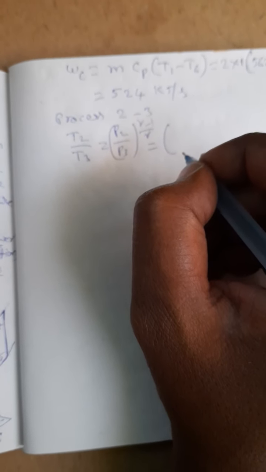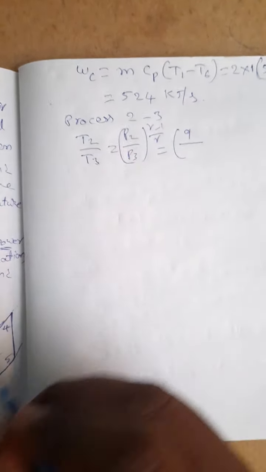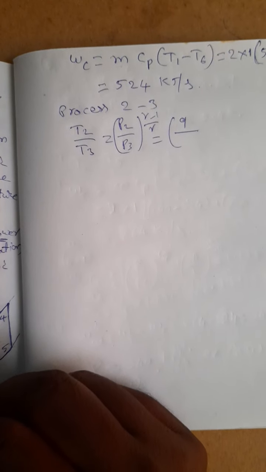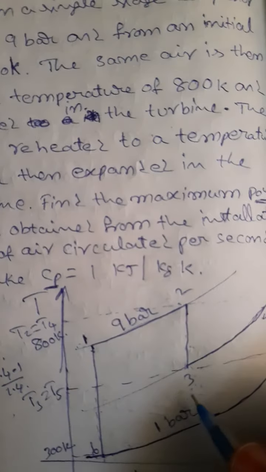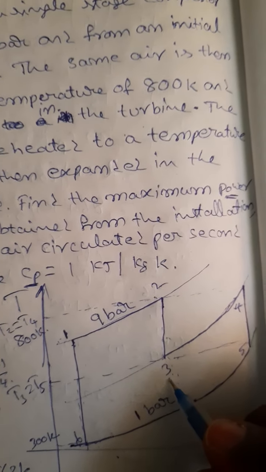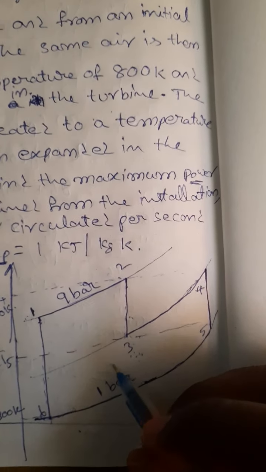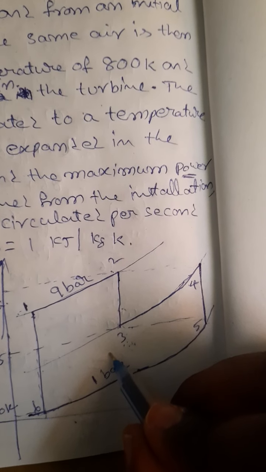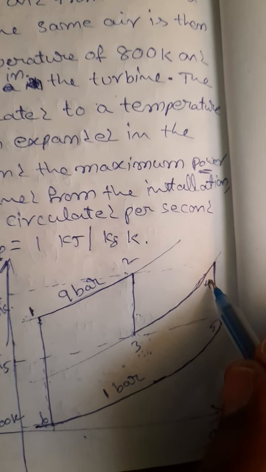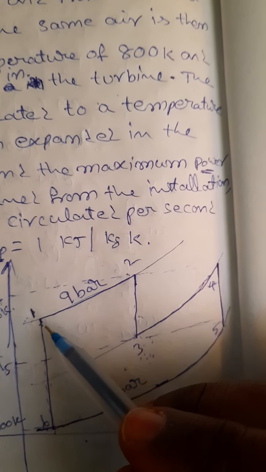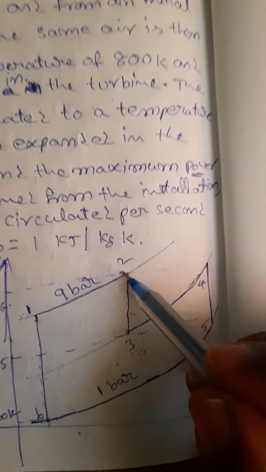what is the P2? P2 value is 9 bar, and P3 value we don't know. How are we calculating the P3? Already we know that for getting the maximum power, the perfect intermediate pressure, you will get P3 equals P4 is equal to square root of either P1 into P6 or square root of P2 into P5.